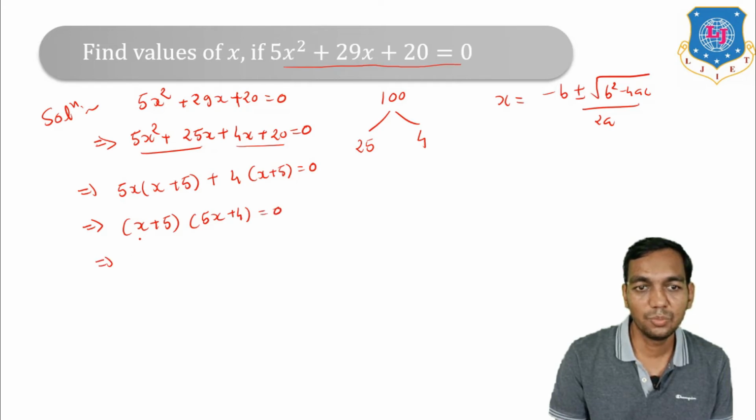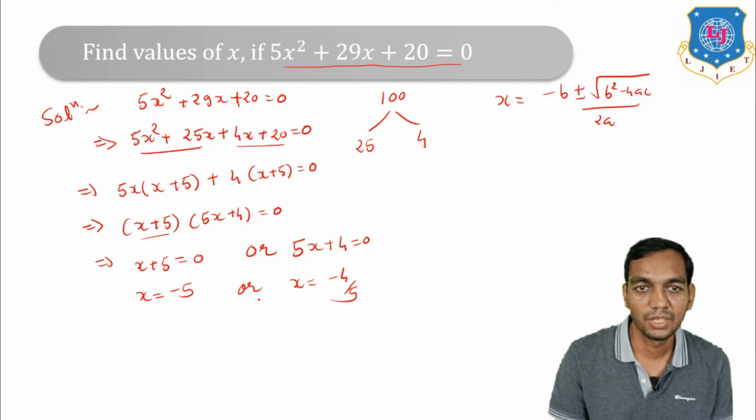So if you compare both brackets with 0, that means you are writing x plus 5 is equal to 0, or 5x plus 4 is equal to 0. So that will give x is equal to minus 5, or x is equal to minus 4 by 5. So these are the values of x.